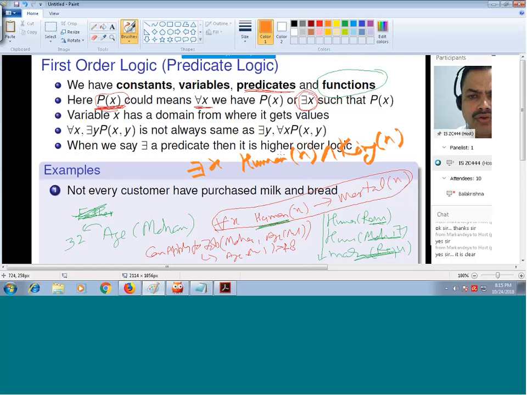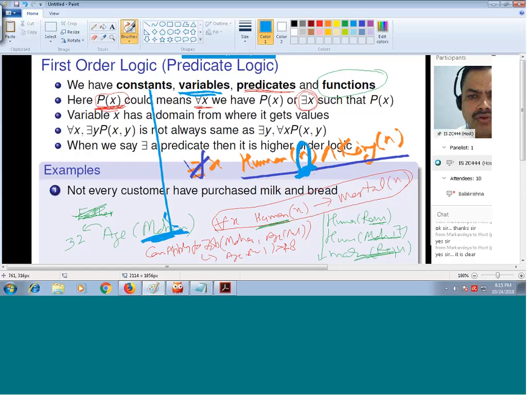Can you put for every x here? No, because everybody is not king. So like this. We will be seeing this in more detail. And here, wherever you write these things, they are actually variables. I told you that these things are variables. Sometimes when you specify the values, then it becomes a constant.